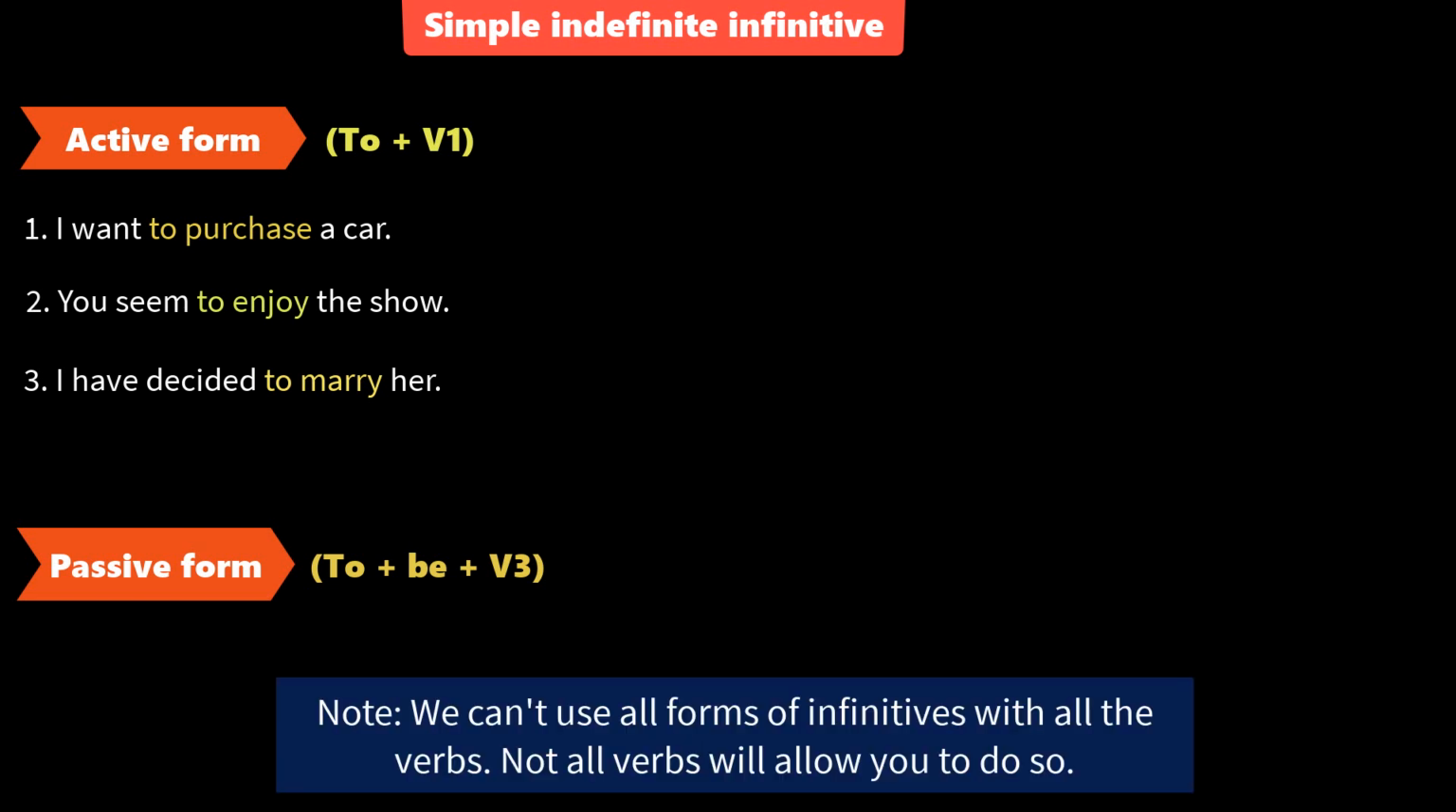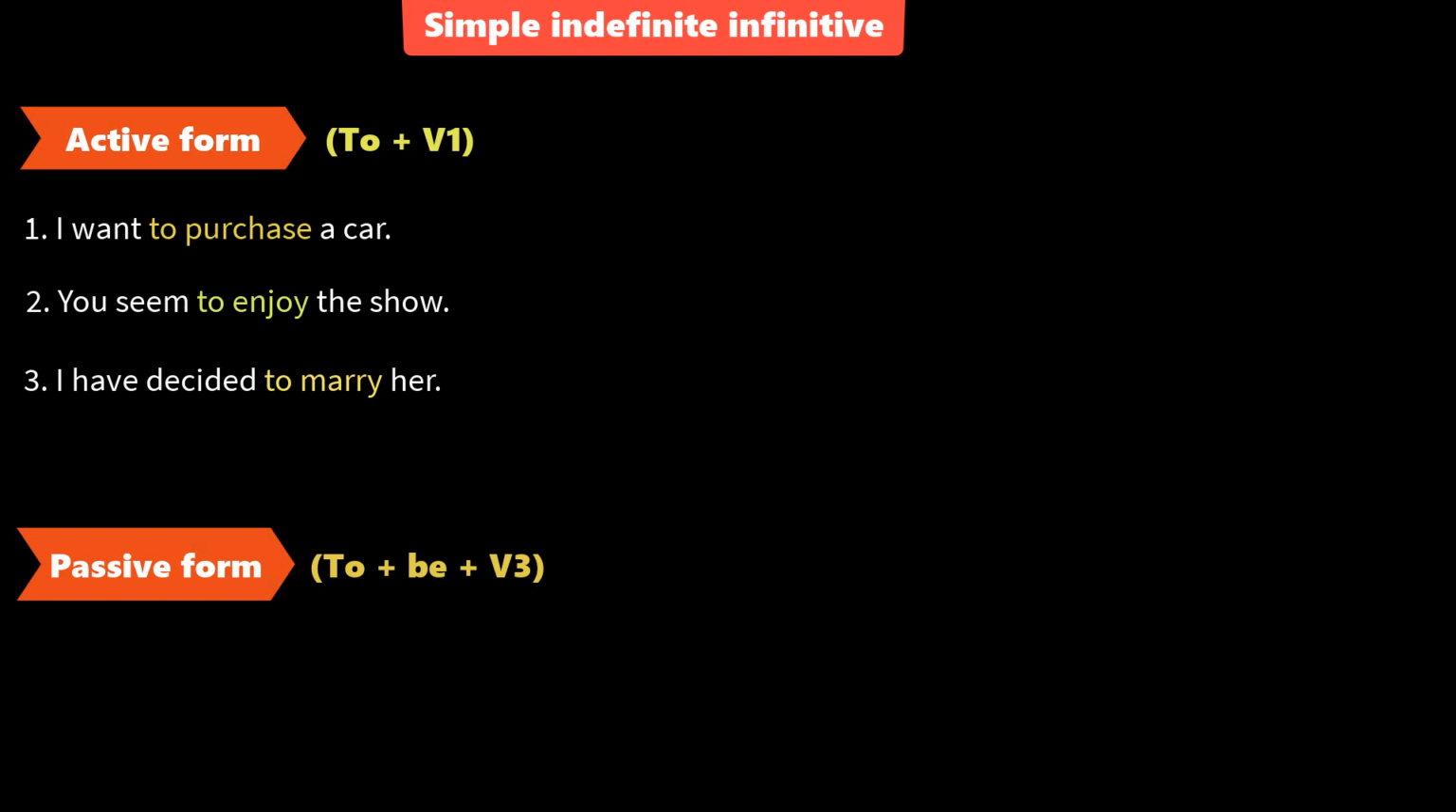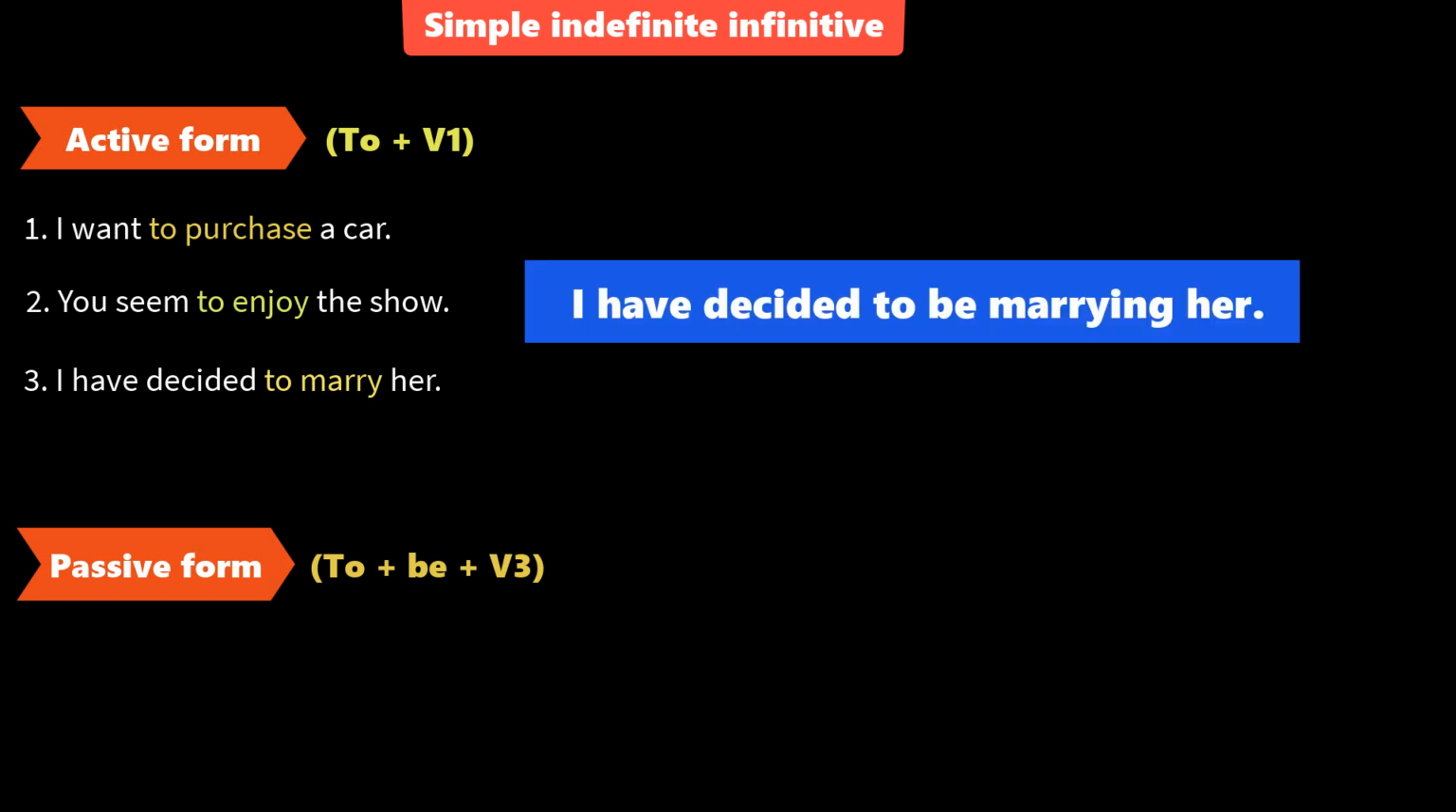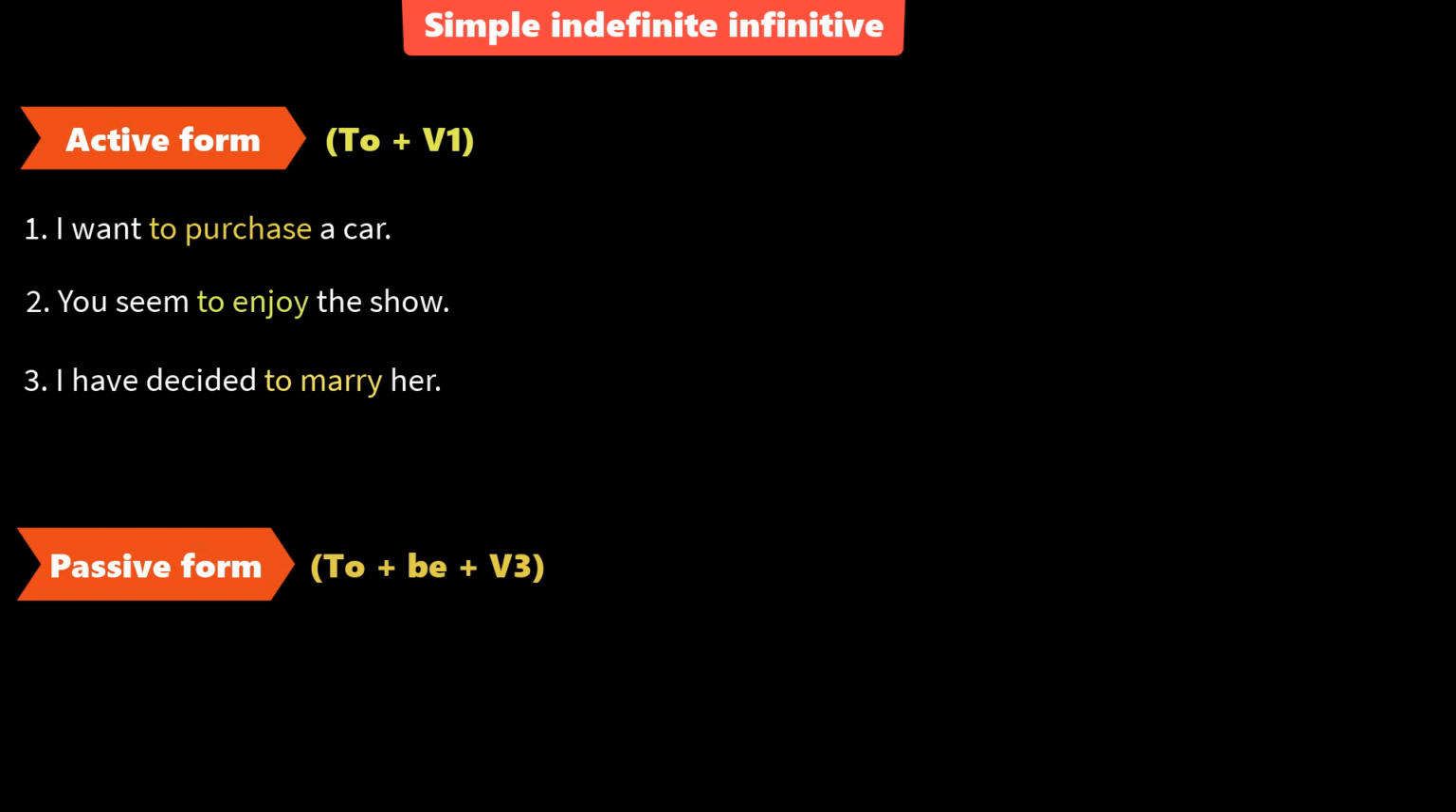You simply cannot use all different forms of infinitives with any verb. Most of the verbs in English do not allow you to use all different forms of infinitives. Why? Let me show you why. Can I say, I have decided to be marrying her? No, I can't. This would not be the right use of infinitive here, because I cannot decide an action and be doing that at the same time. So decide is a verb that does not allow you to use a present continuous form of infinitive, right? Because you're gonna decide an action first, then gonna do it.